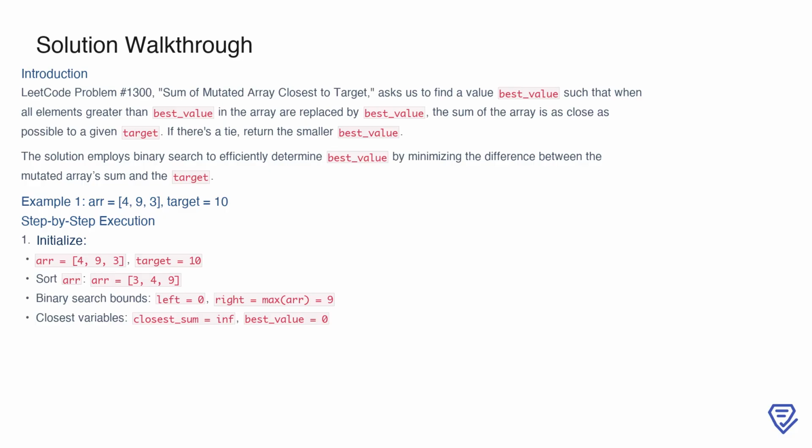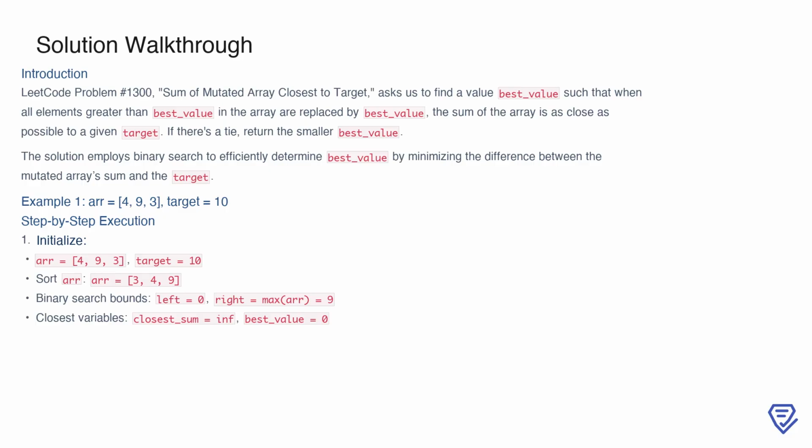In this problem, we are tasked with finding a value called best_value that modifies an array such that the sum of this mutated array is as close as possible to a target value. The modification involves replacing any element in the array greater than best_value with best_value. If two values result in the same difference from the target, we choose the smaller best_value. To solve this efficiently, we use binary search.